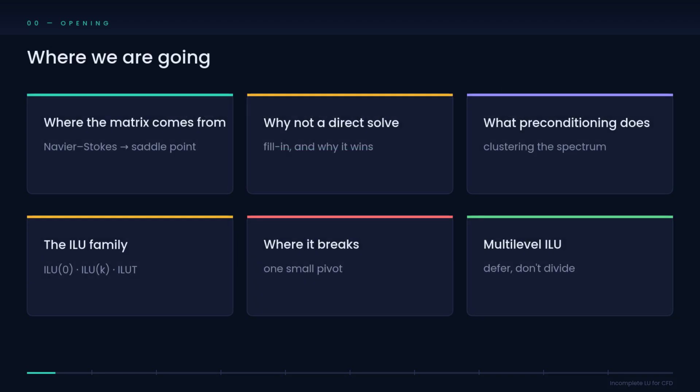Here is the route: where the matrix comes from, why we cannot simply factor it, what a preconditioner really does to a spectrum, then the ILU family, in order of increasing sophistication, ILU0, ILUK, ILUT, the place where all of them break, and the multi-level idea that repairs it. We finish with benchmarks, including one that fails to prove what it was meant to prove.